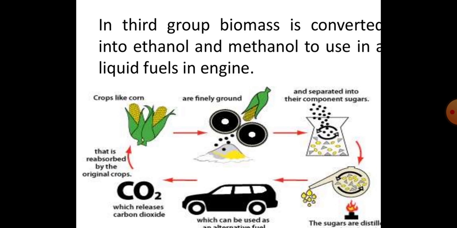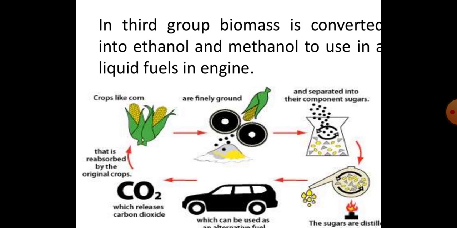So next, there's a third group. In this group, the biomass is converted into ethanol and methanol to use as liquid fuels in the engine. So directly, as a petrol fuel, we can convert this biomass into ethanol or methanol. So we can use it directly as a fuel for running our car or two wheelers.